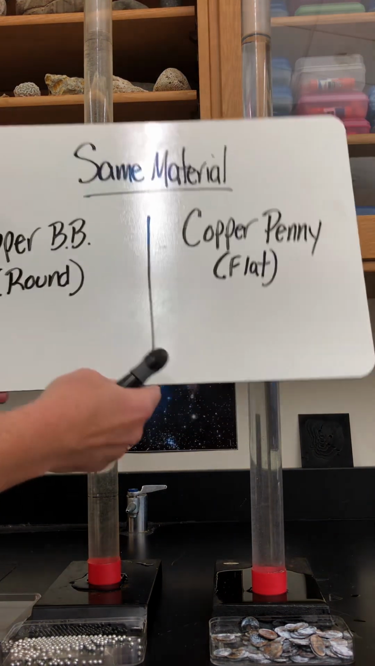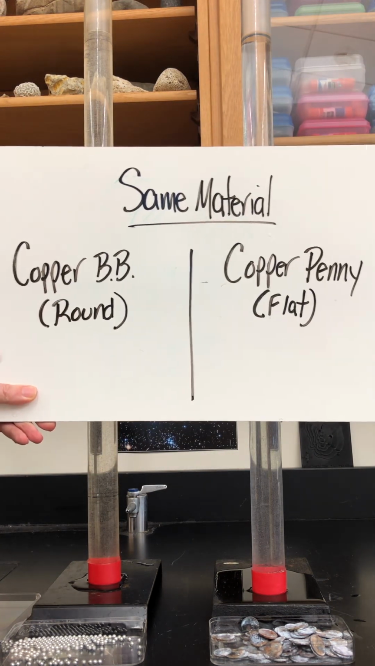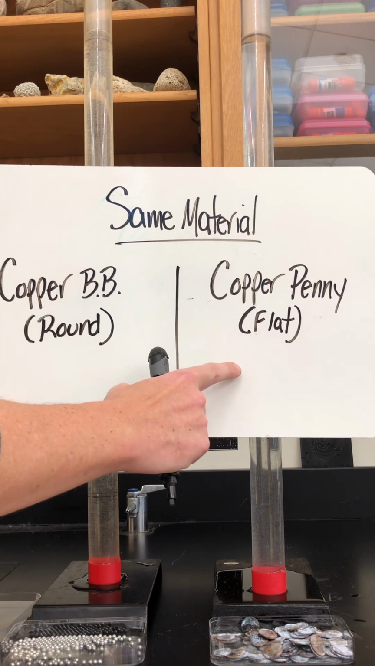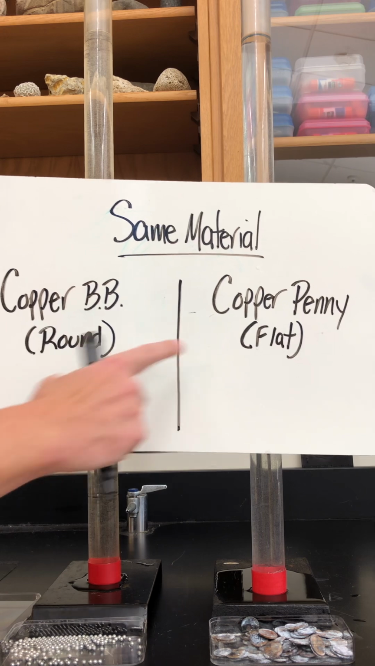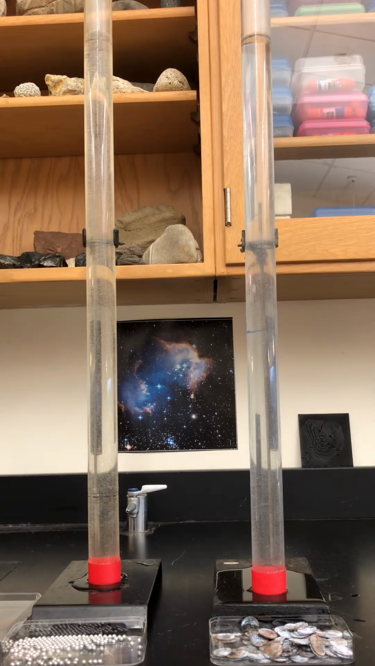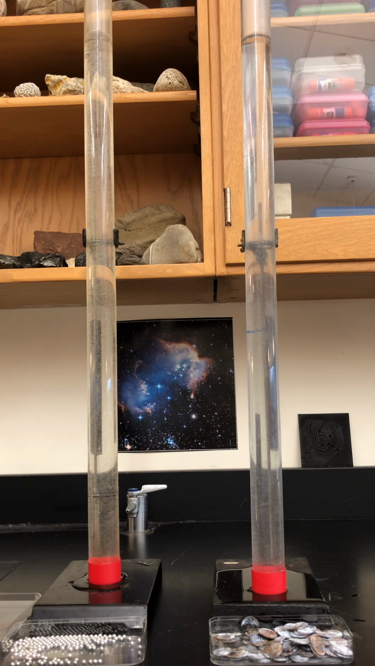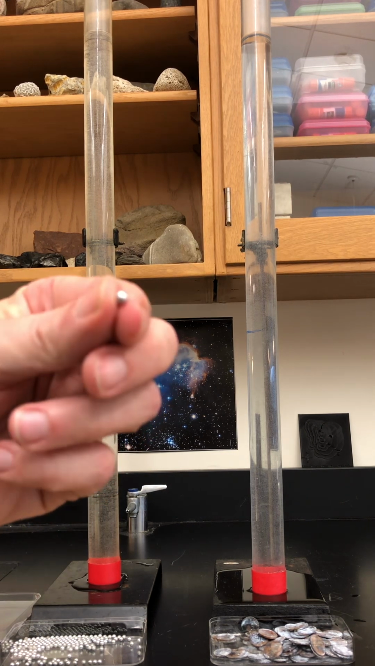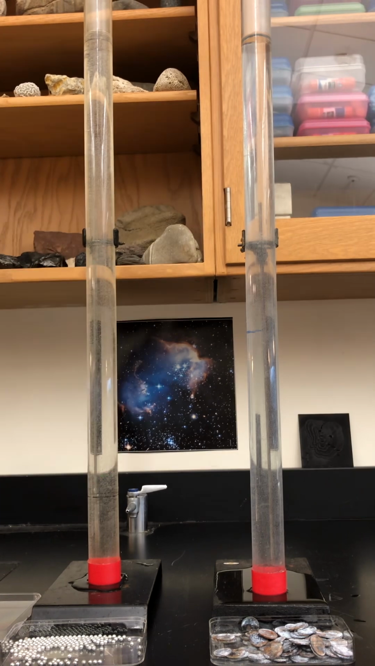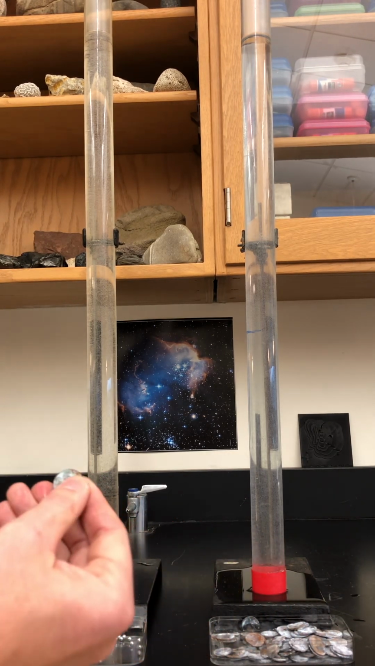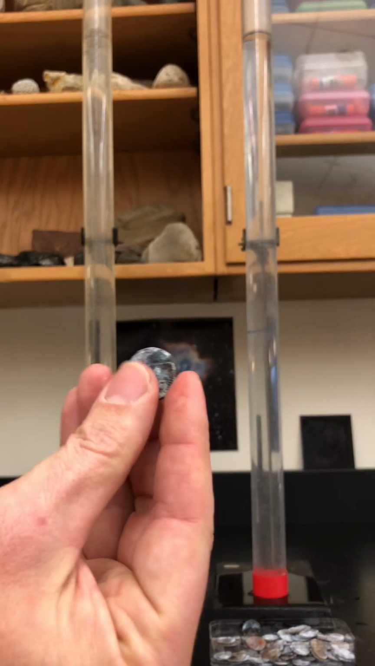On this one, I have the same material, but we have different shapes. We have a copper BB and we have a copper penny, just one is round, one is flat. So just to show you the copper BB, it's actually zinc covered, but you can see what the BB looks like. And my pennies are a little bit of a rough shape, but those are my pennies.